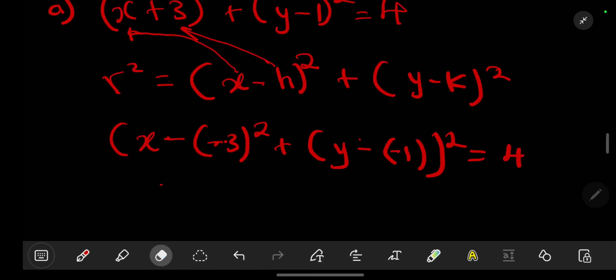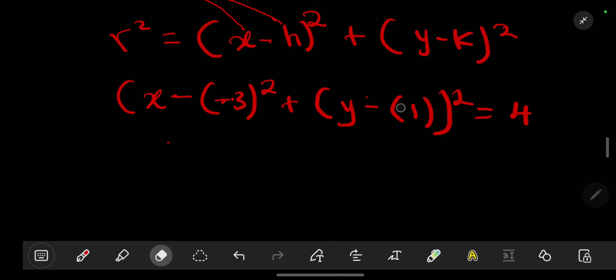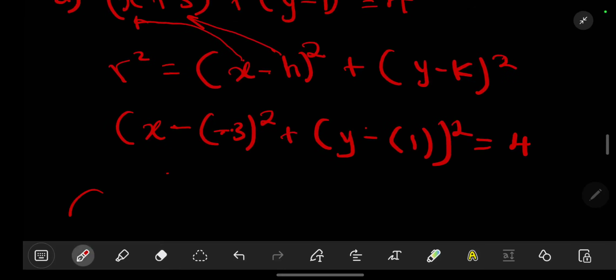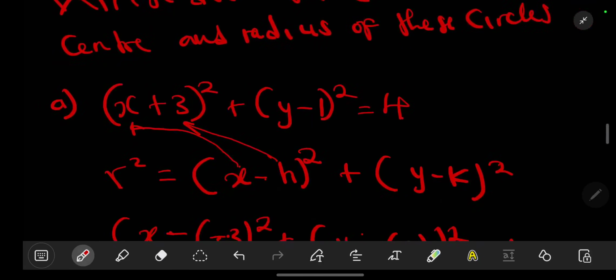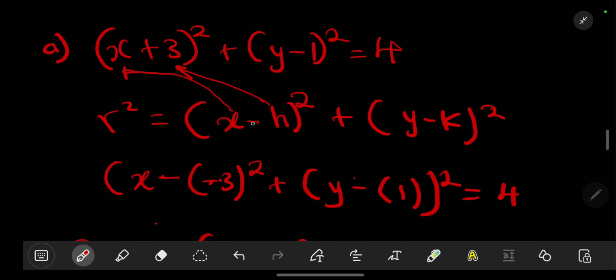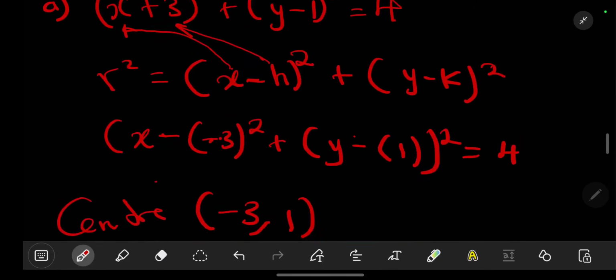So for this equation, it has got coordinates. So we have the center. When you do that, the center will be negative 3 comma positive 1, with that arrangement and understanding. So you can just do that. If you want, I think this could be easy.